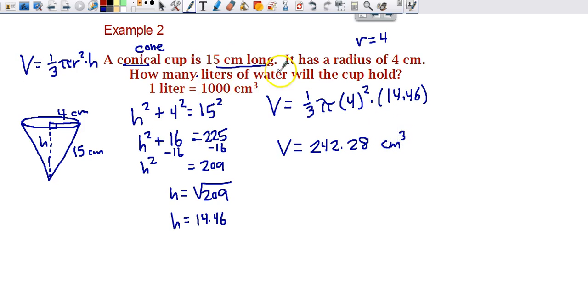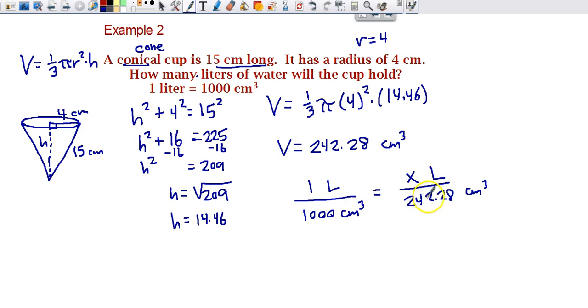But we want it in liters. So since there is 1 liter in 1,000 cubic centimeters, we want to know how many liters are in 242.28 cubic centimeters.